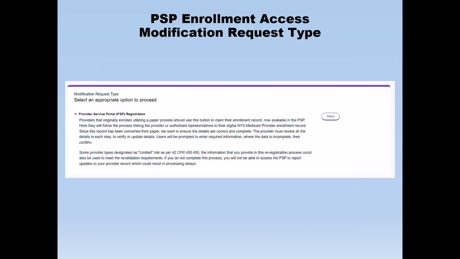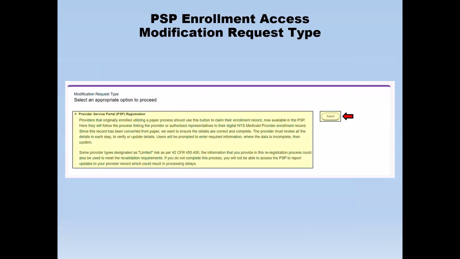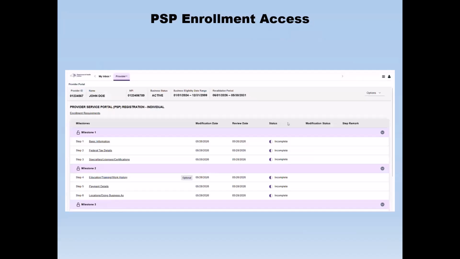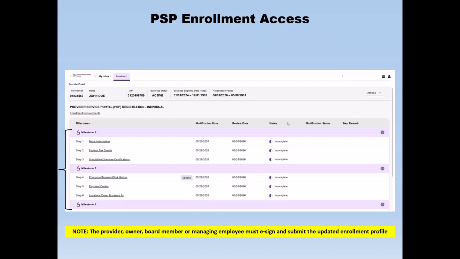From the Modification Request Type screen, select Provider Services Portal, PSP, Registration. Make modifications and updates to the provider's enrollment profile where needed, and then submit. Please note, the provider, owner, board member, or managing employee, not a credentialer or staff member, must e-sign and submit the updated enrollment profile. Providers are encouraged to complete the profile update as soon as possible.